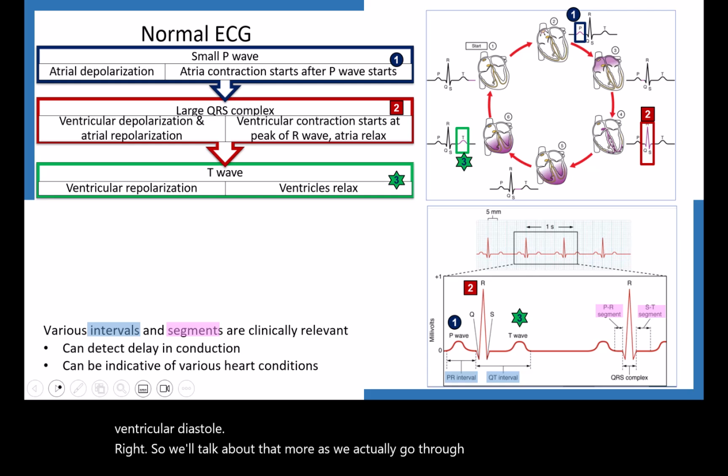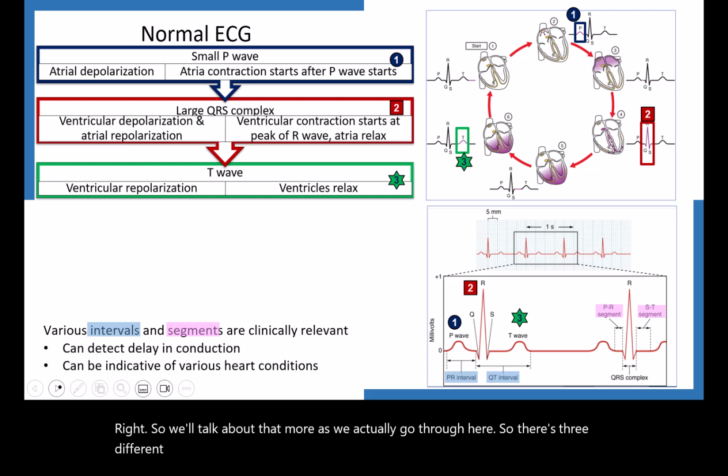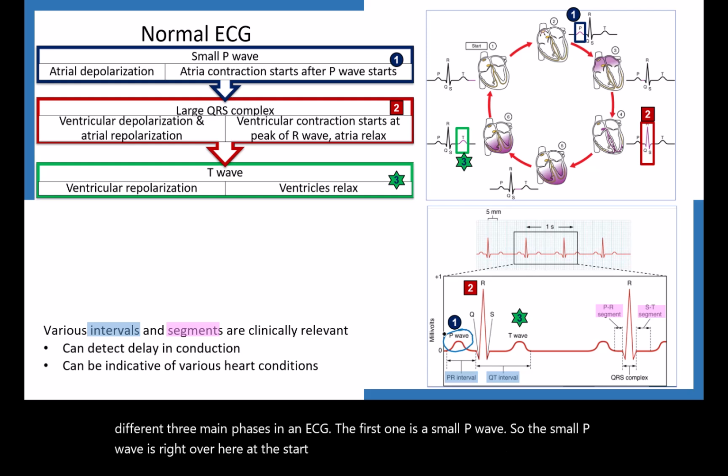So there's three main phases in an ECG. The first one is a small P wave. So the small P wave is right over here at the start, and that is caused by atrial depolarization. And after the small P wave happens, you've got atrial contraction.